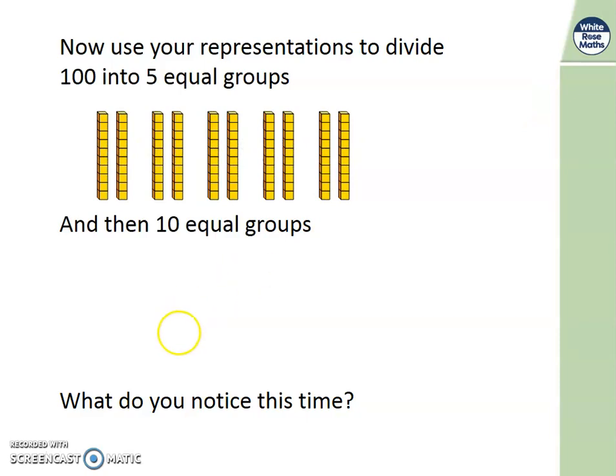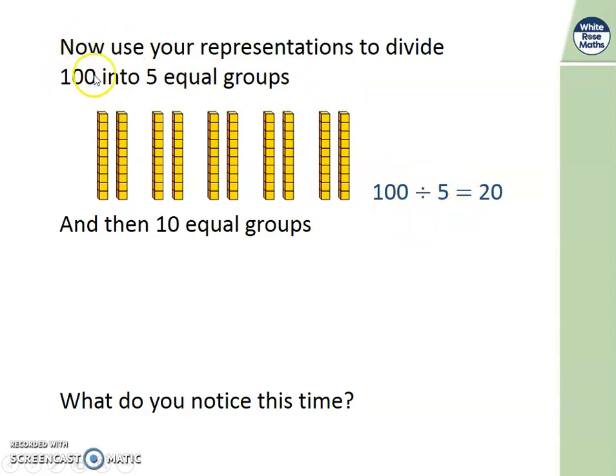Let's have a look. Were you correct? So we've taken our 100, because this is 100 altogether, and we've made it into 5 groups. Here's 1, 2, 3, 4, 5 groups. How many are there in each group? 10, 20. And they're each the same. So 100 divided by 5 is 20. We record it like this.